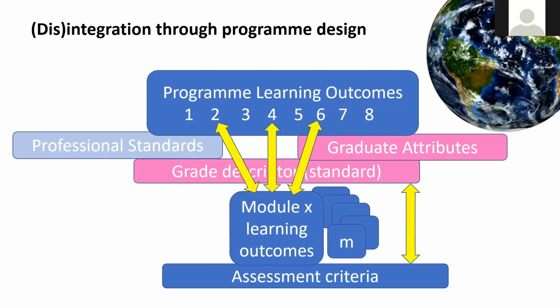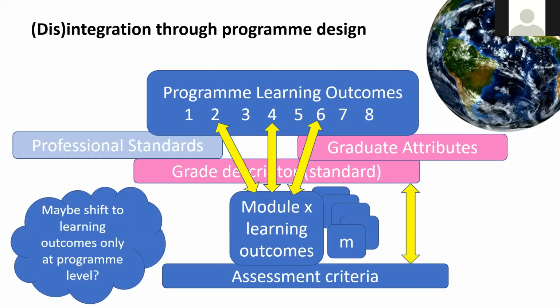In other words, if you're teaching a particular module, there are several steps between the module and the professional standards, and the module and the graduate attributes. I do wonder whether in 10 years' time, we might have programs where we only have the program learning outcomes at program level. We don't write module learning outcomes. We don't bother with that. We have a different way of constructing the module, but we do have assessment criteria for the module, and we map that directly to the program learning outcomes.